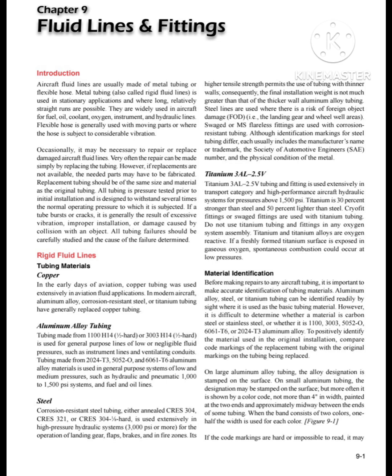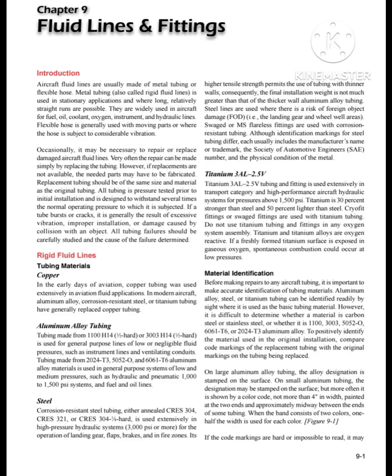In fluid lines, there are rigid fluid lines. In rigid fluid lines, tubing materials like copper, aluminum alloy tubing, steel, titanium, etc. are used to make the tubing. In the early days of aviation, copper tubing was used extensively in aviation fluid applications. In modern aircraft, aluminum alloy, corrosion resistant steel or titanium tubing have generally replaced copper tubing.